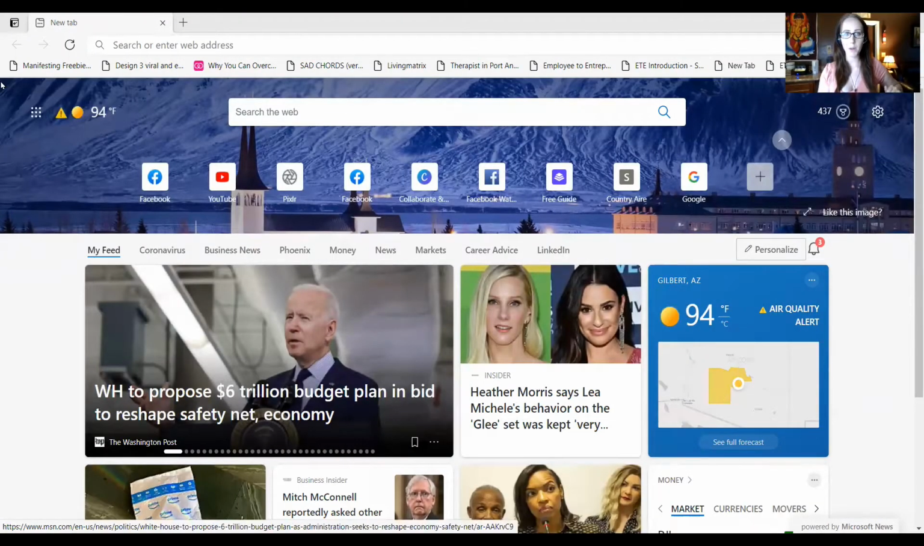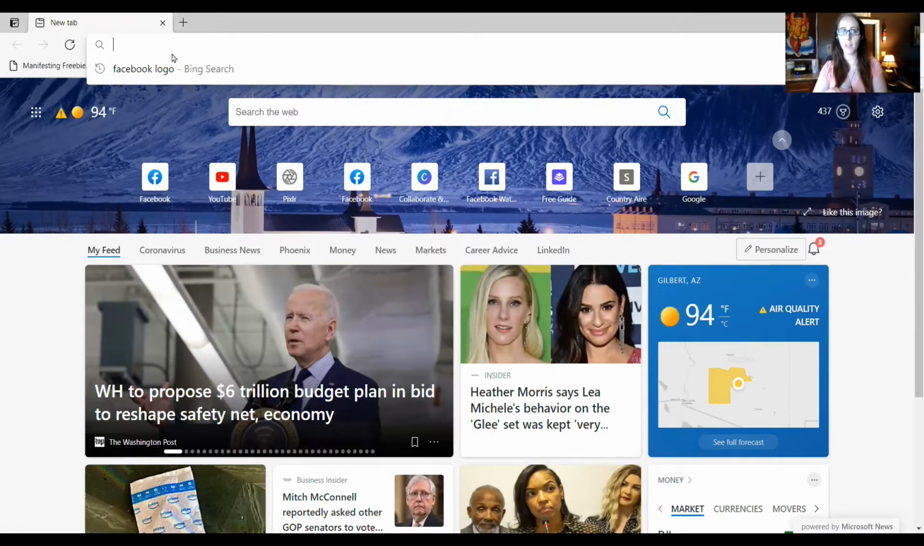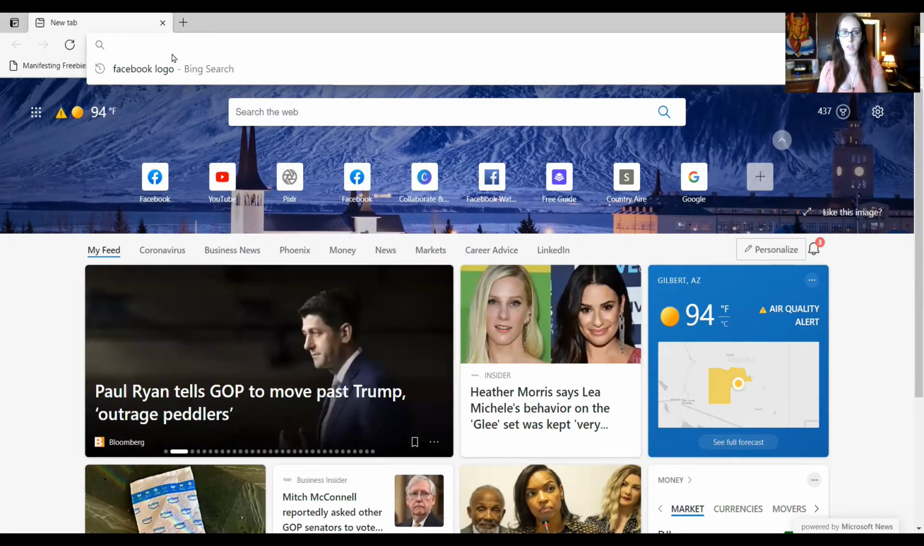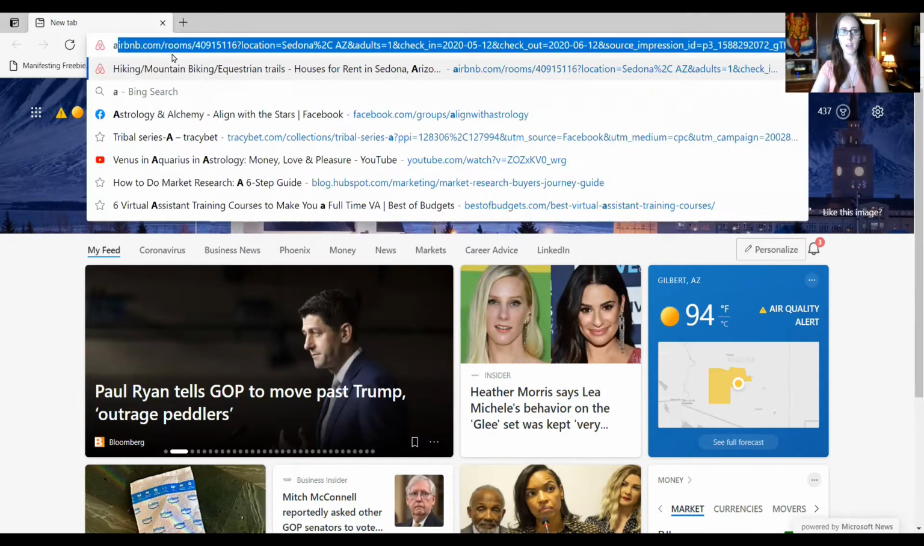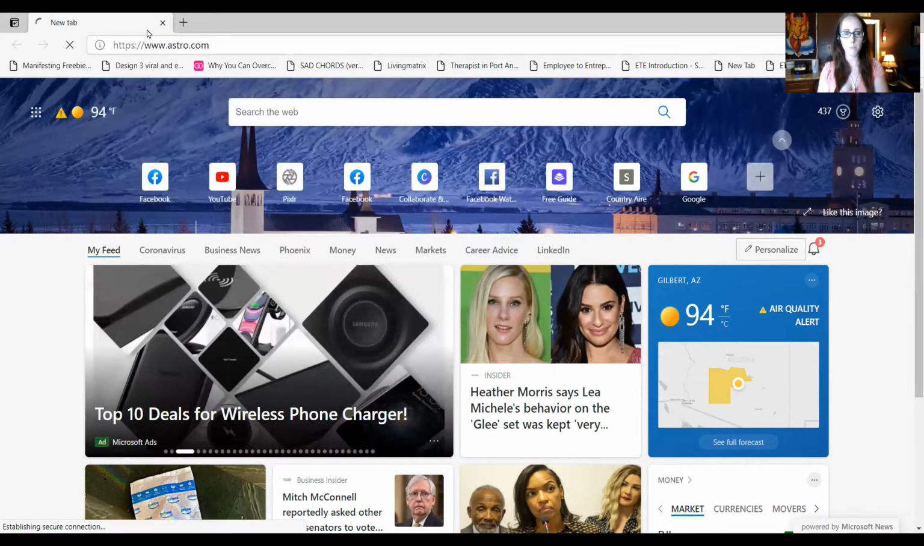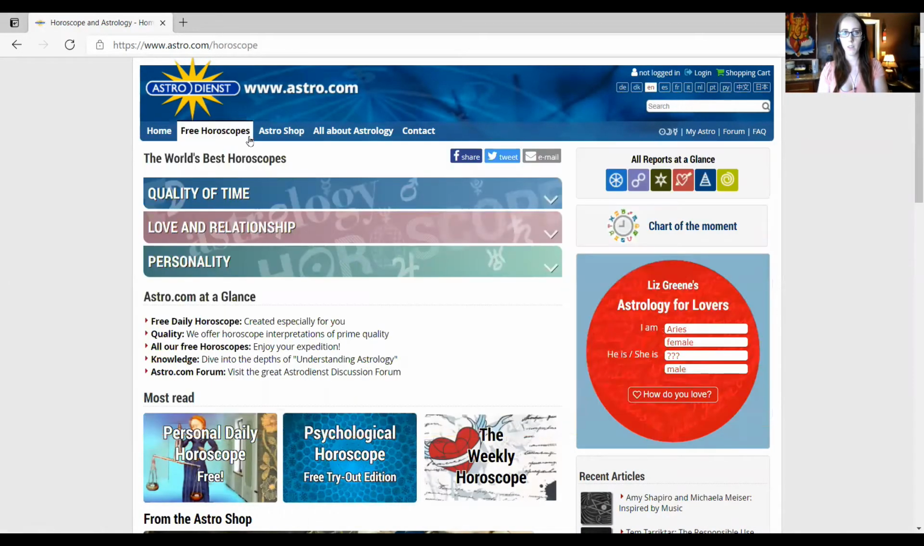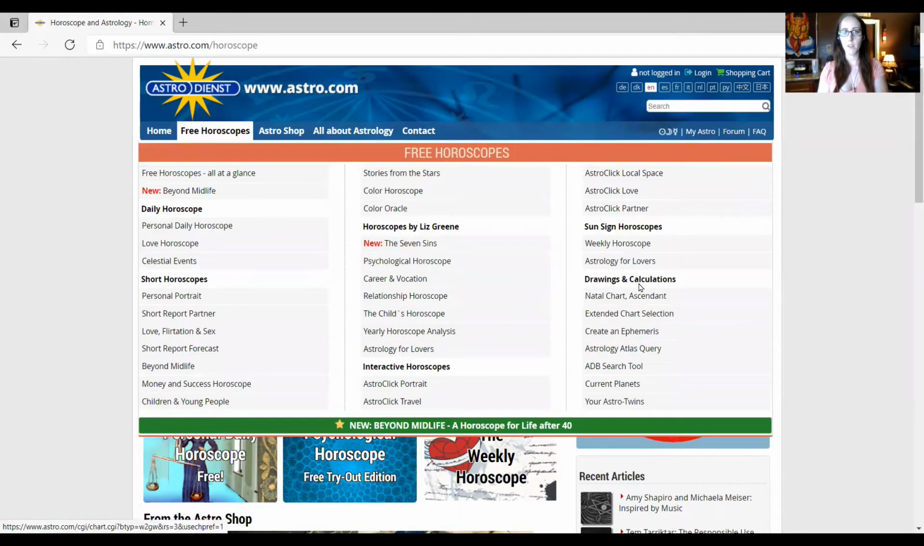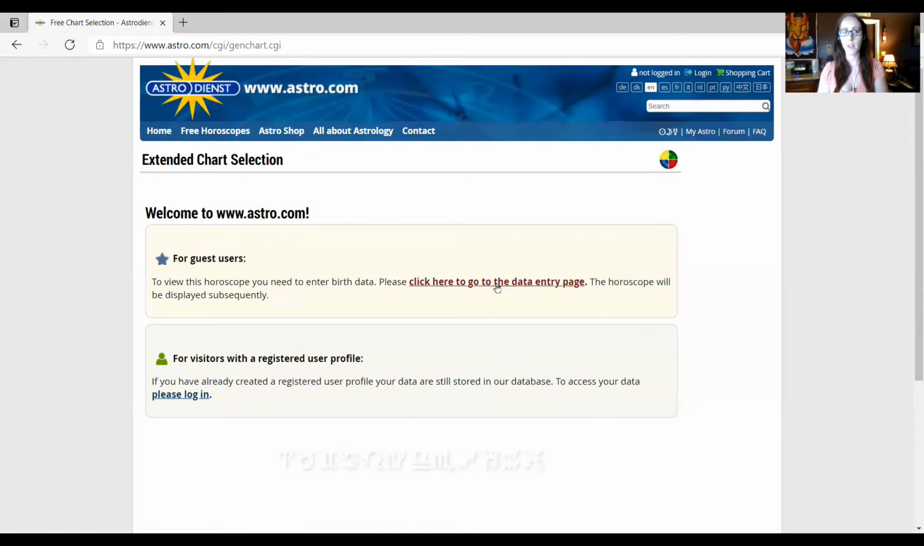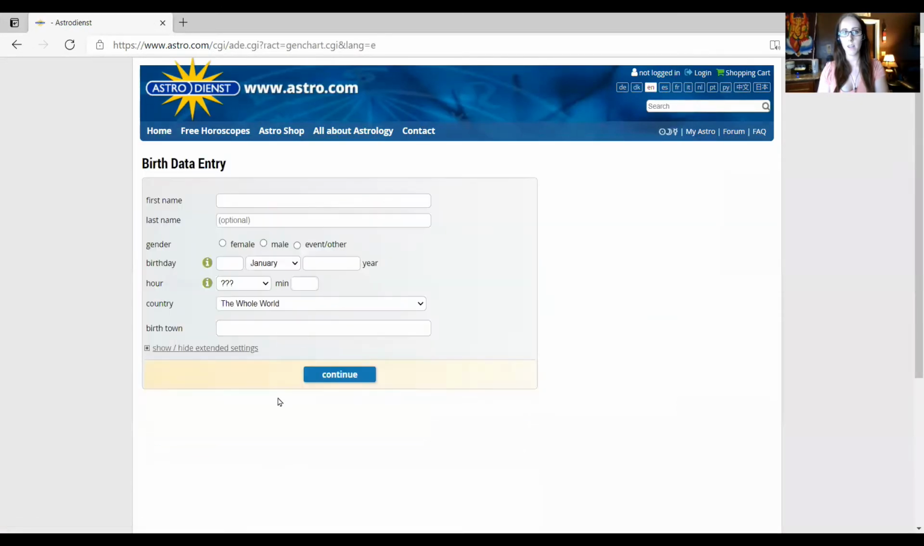Okay guys, so for this part we're going to go over from the beginning how to find all the information you'll need for this video on astro.com. So I'm going to go to astro.com and I'm going to go to free horoscopes, and then on the right hand side under drawings and calculations you want to go to extended chart selection. So you can just be a guest user, accept, and then type in your name and whether you're female or male.